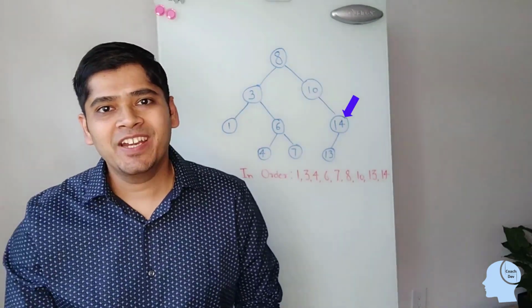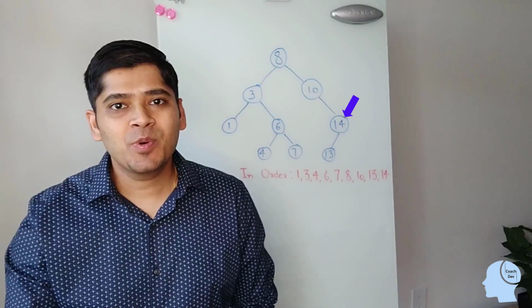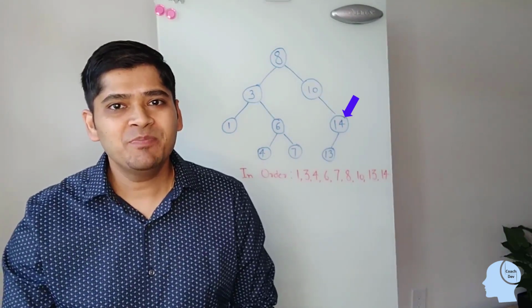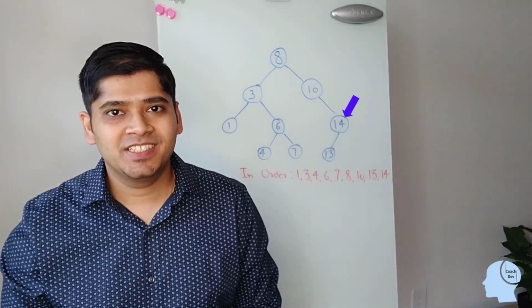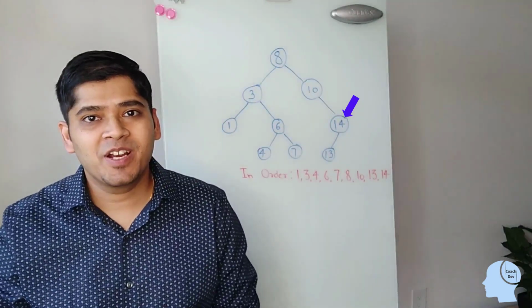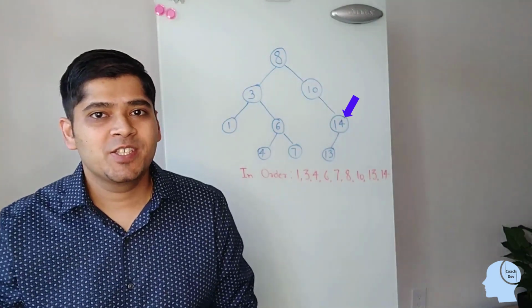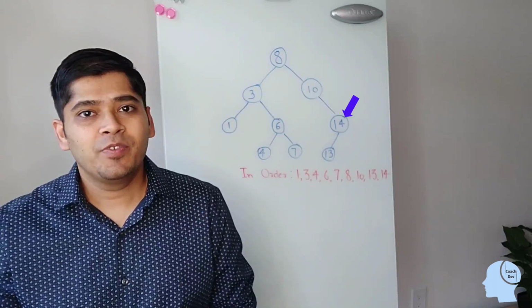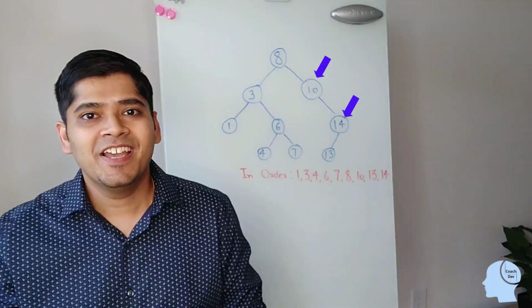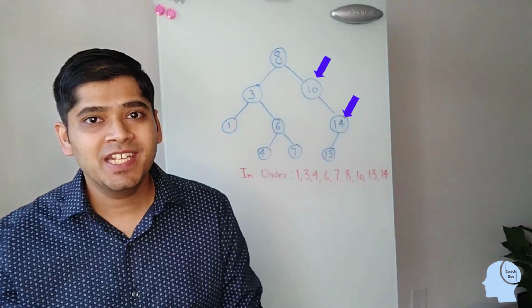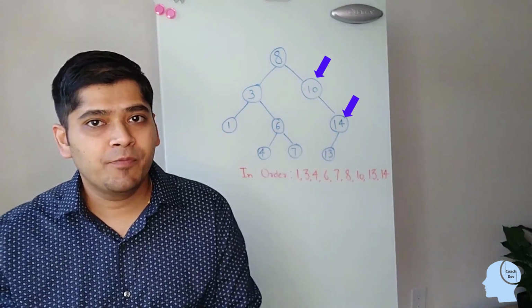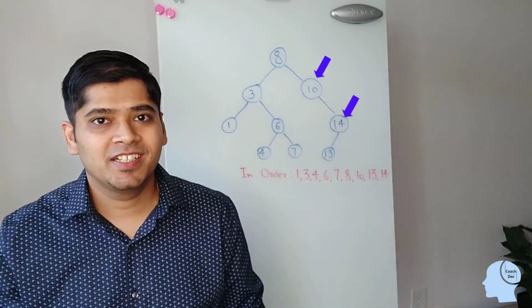Lastly, let's look at one more scenario. Suppose you are provided the input node of 14. So as per our algorithm, 14 has no right subtree. So we move to its parent. We reach the parent node 10 and we realize that we came from the right child.